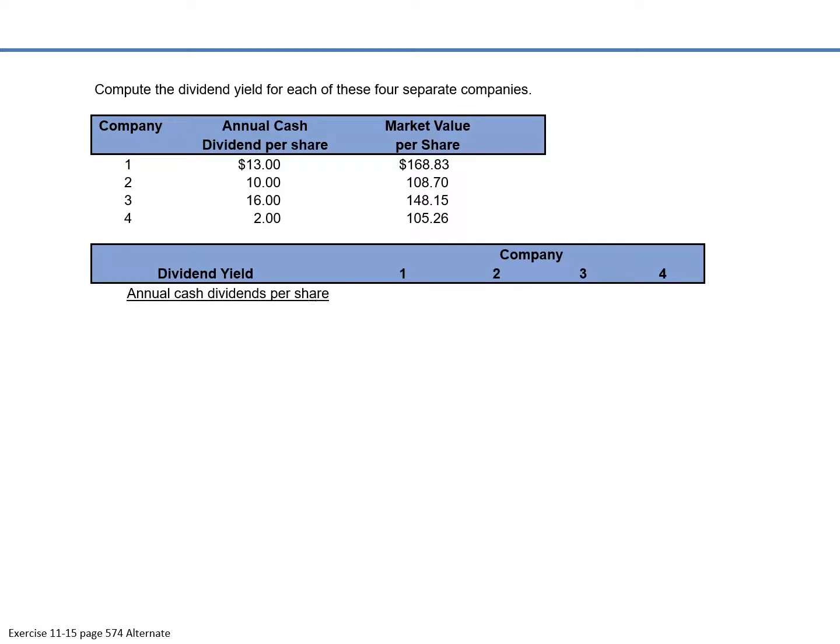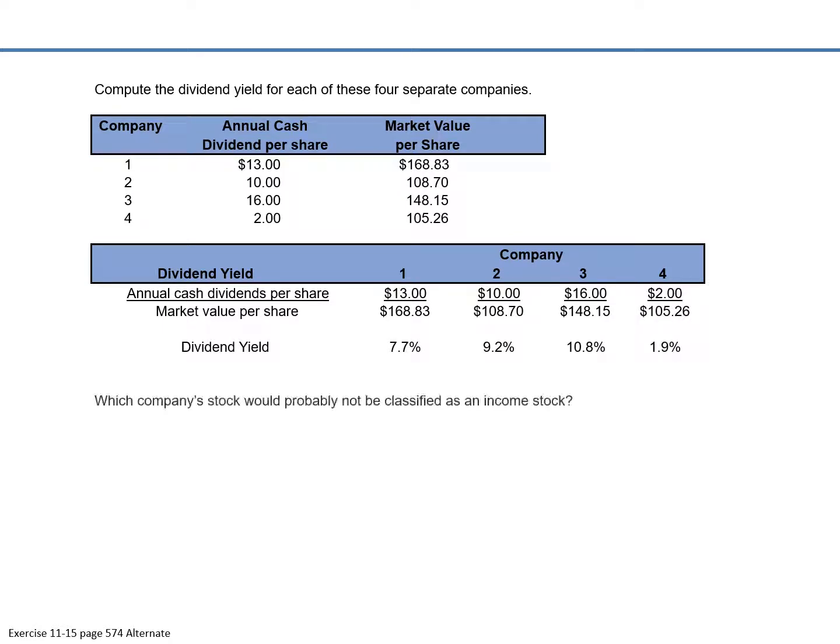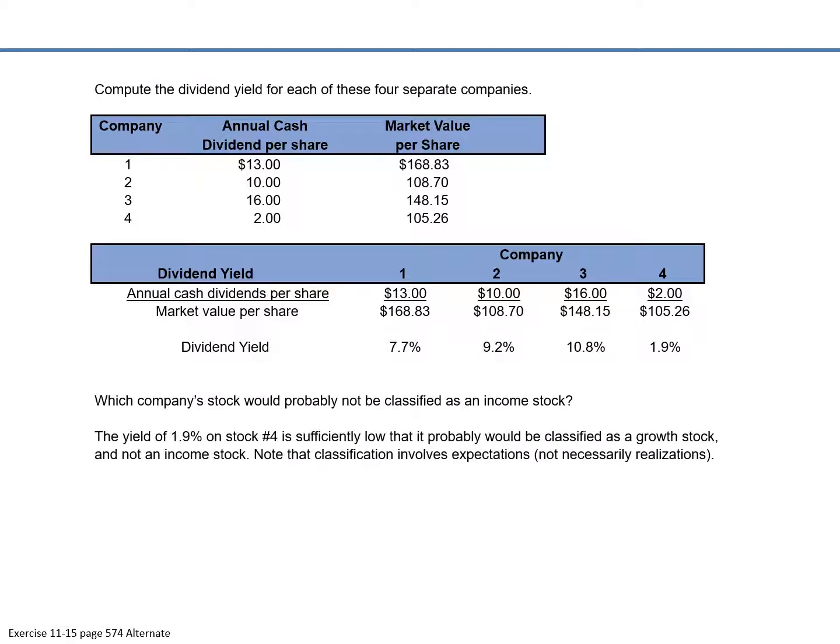All right, annual cash dividends per share divided by market value per share is the definition of dividend yield. For each of the 4 companies, you should have gotten 7.7% for company 1, 9.2% for company 2, 10.8% for company 3, and 1.9% for company 4. Which company stock would probably not be classified as income? Probably company 4, right? Sufficiently low that it would probably be classified as a growth stock.